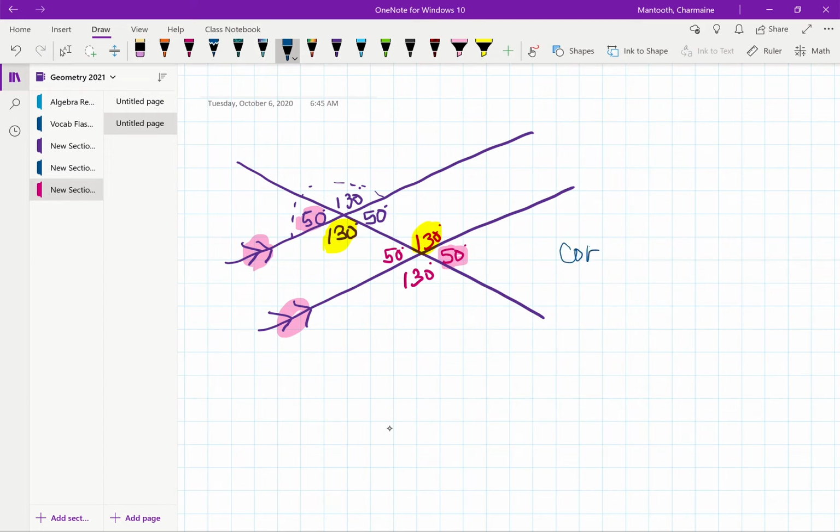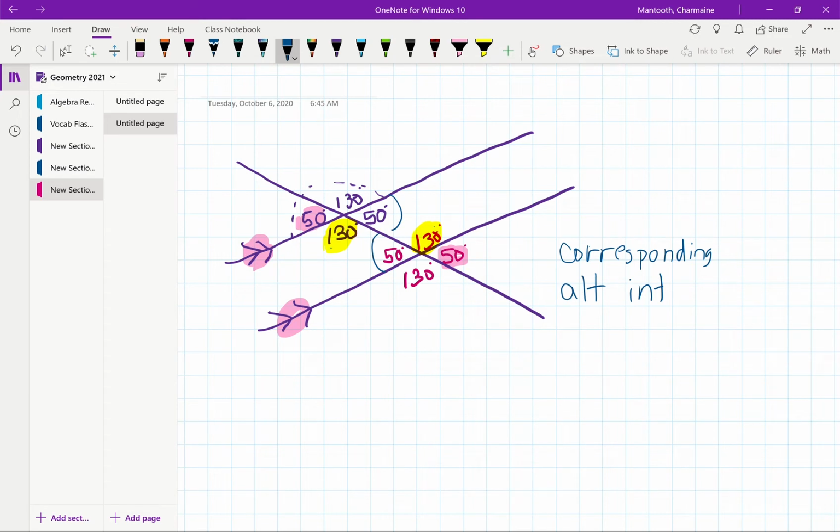Corresponding angles are going to be congruent. Now remember, those are the ones that are in corresponding positions, like this one, and there are 4 corresponding pairs. Alternate interior angles are going to be congruent. And remember, those are on opposite sides of the transversal between the parallel lines. There's a second pair right here that are highlighted in yellow.